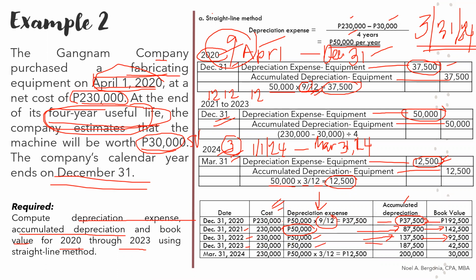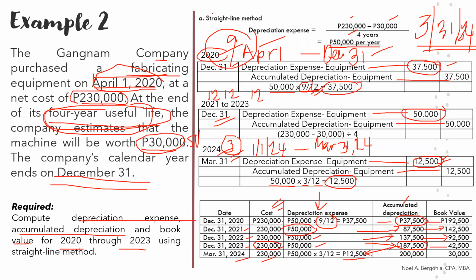yon sa accumulated depreciation, so naging 187,500 na lang. Okay, so ang book value na lang po after deducting the cost of 230,000 and the accumulated depreciation for 2023 na 187,500, so the book value will only be 42,500. Okay? Then after you fully depreciate the asset as of March 31, 2024, no, 230,000 pa rin yung cost. Ang depreciation expense na lang po is 12,500. So 187,500 last year, 2023, plus depreciation expense nung March 31 na 12,500.